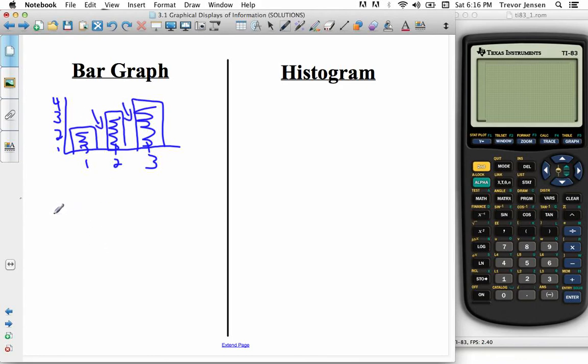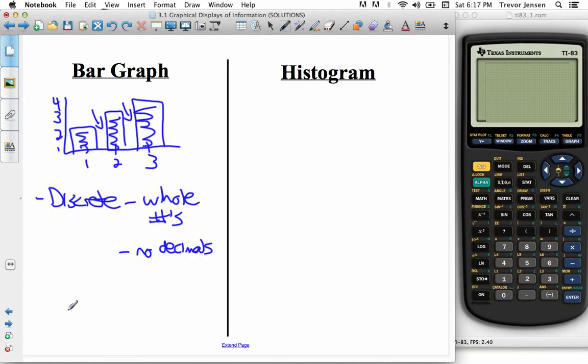Why are there spaces between the bars? Well, because bar graphs are used to display discrete variables. What's a discrete variable? It's a variable that can be measured using only whole number values. Okay, so only integers, so whole numbers. Basically, no decimals are possible when measuring the variable.